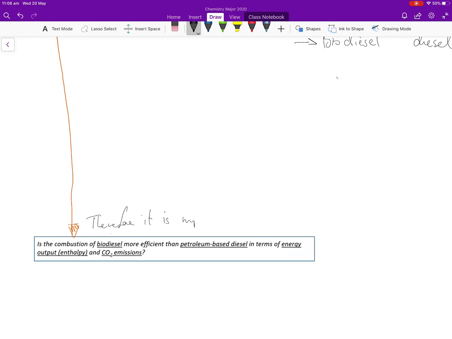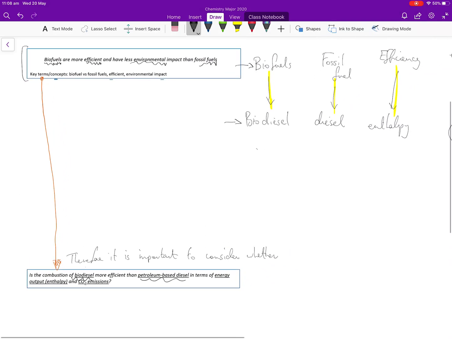it is important to consider whether biodiesel is more efficient than petroleum-based diesel in terms of energy output and CO2 emissions. So you can see how you're trying to lead the reader to your question, and you're trying to inform the reader so that they realize why you're asking that question. Okay, so why is this an important question to answer? So if you keep that in mind, your rationale will be spot on.